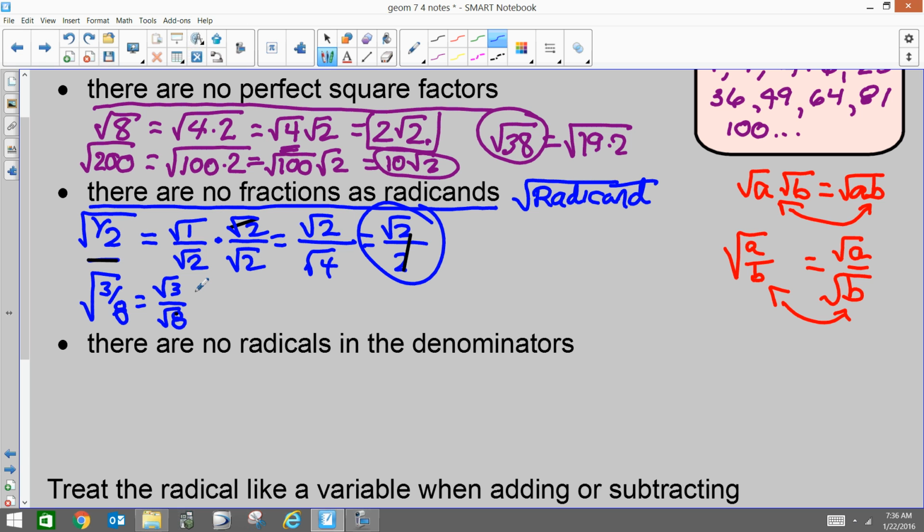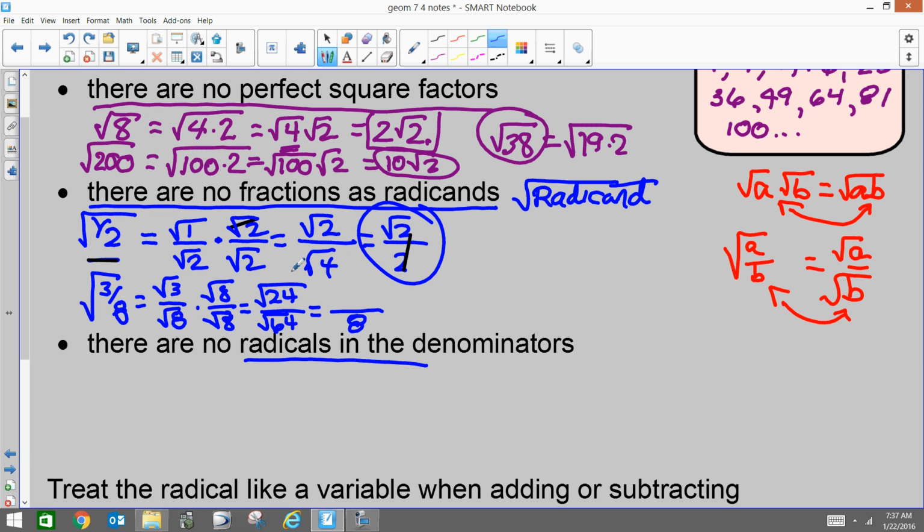All right, and we could do 8 to make it a perfect square. Okay, 3 times 8 is 24. 8 times 8, 64. We've just created the perfect square in the denominator, so that takes care of this problem.